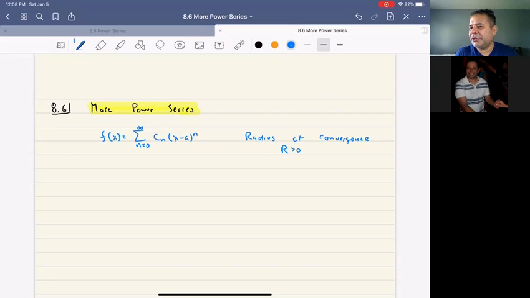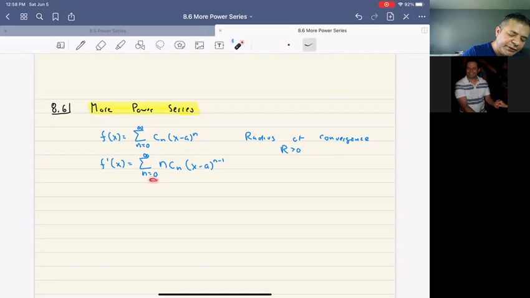We could take the derivative, right? We can take the derivative of every term. F prime of x equals the sum, n goes from 0 to infinity, n c sub n times x minus a to the n minus 1. Now, one thing to note, if n equals 0, this is 0. And I really don't like having this n minus 1.